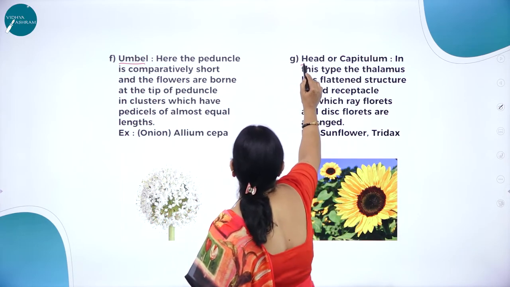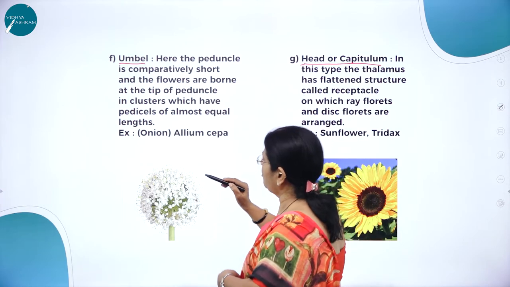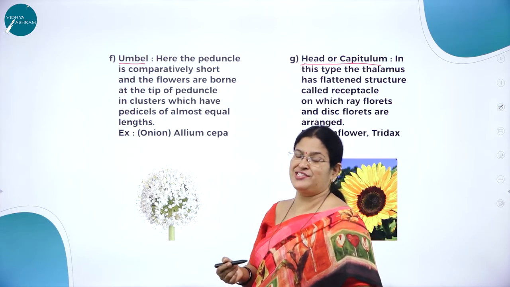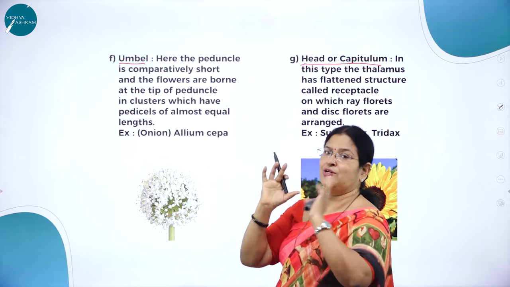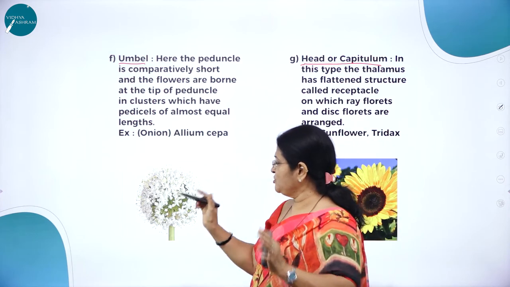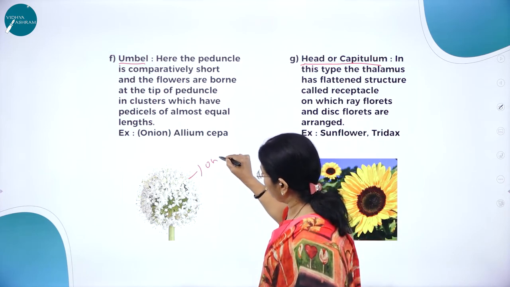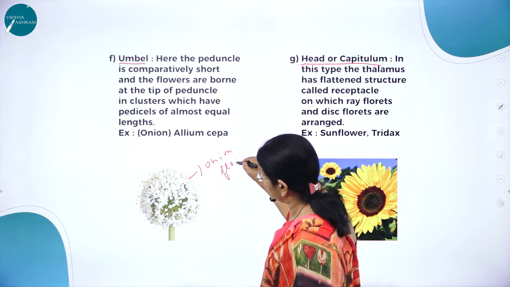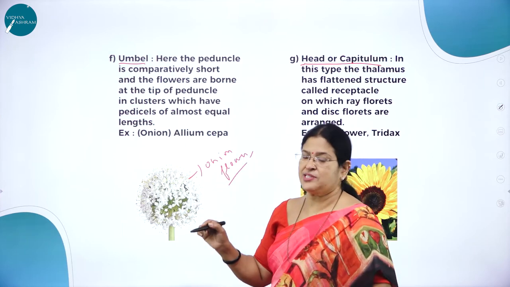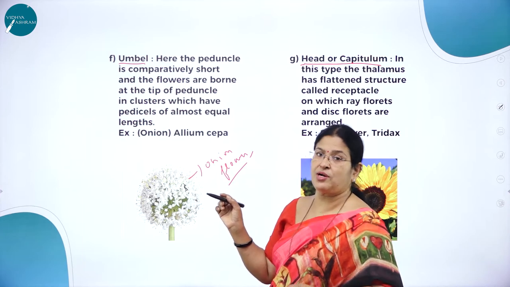And one more called head or capitulum. I think all of you might have observed onion flowers, right? It is like a globose head inflorescence, a bunch of flowers. See here how beautifully the onion flowers are. Now let us see what it is. It is called umbel.